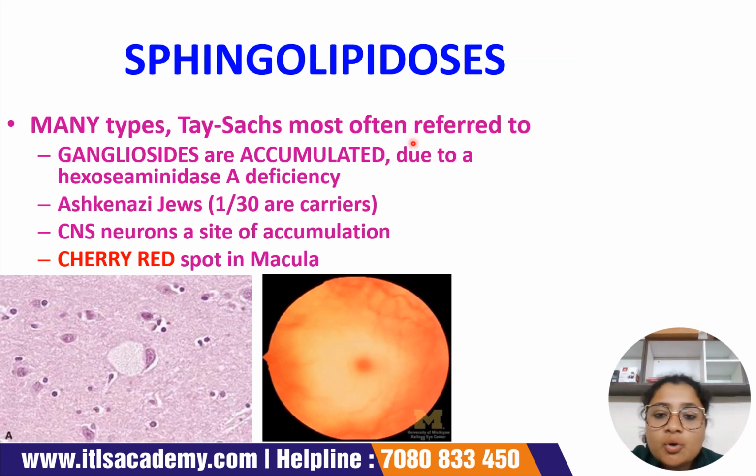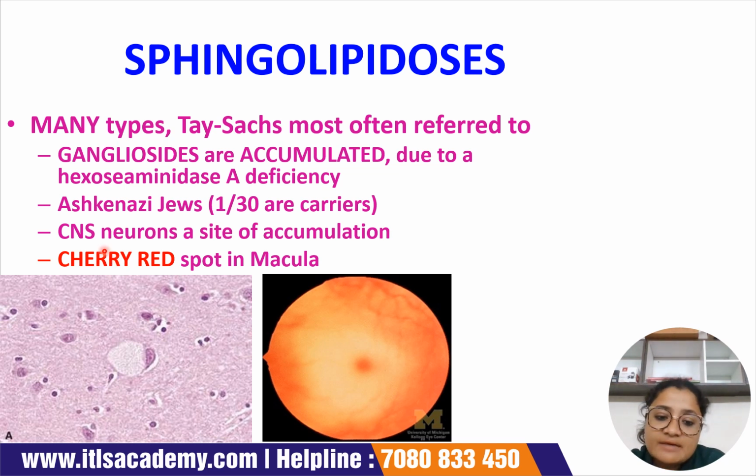Secondly, we have sphingolipidosis. Okay, what is sphingolipid? It is nothing but a type of lipid. So if there is any kind of defect or disorder with the storage of sphingolipid, then it will be known as sphingolipidosis. Again we have different types, among which we have Tay-Sachs disease. Tay-Sachs disease is most often referred to as a type of sphingolipidosis.